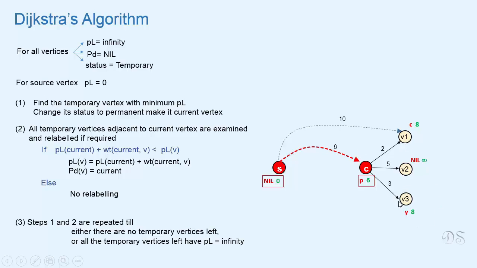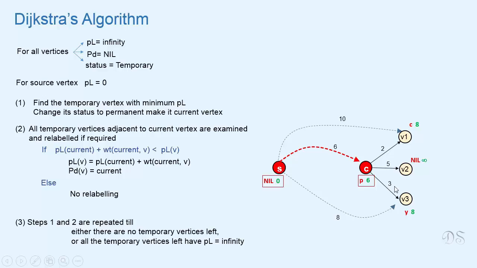Now let's examine this vertex V3. Path length of V3 is 8. It means that till now the shortest path that we know from S to V3 is of length 8. And the predecessor of V3 on this path is vertex Y. Now let's check this condition. Path length of this current vertex is 6. Path length of this vertex V3 is 8. And the weight on this edge is 3.